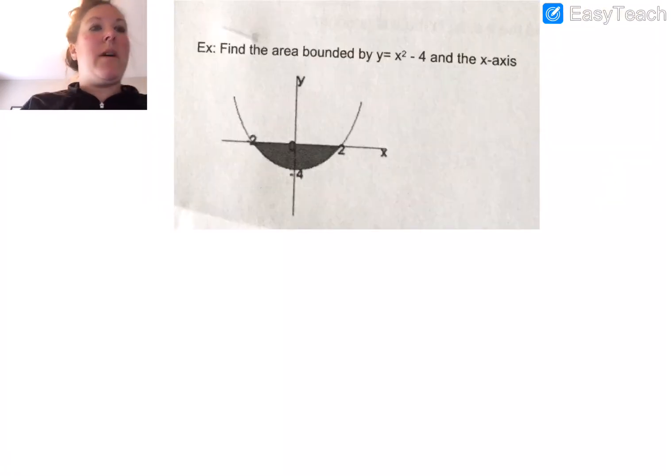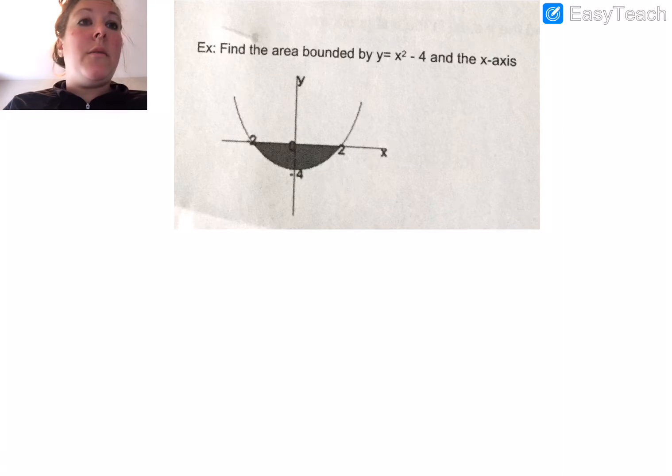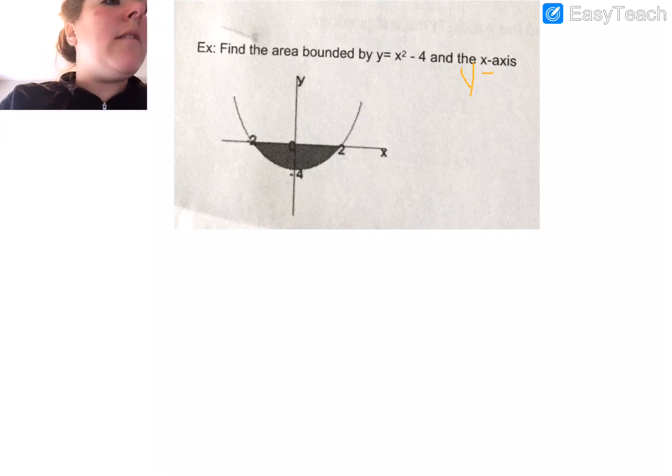All right, next problem. I'm going to set this one up with you, and then I'm going to let you do all the calculations on your own, especially because I run out of space. Then I'll show you the answers. So find the area bounded by this quadratic function, and it's bounded by the x-axis. One important thing we need to remember here is that the x-axis is y equals 0, because that's the function we're going to use.